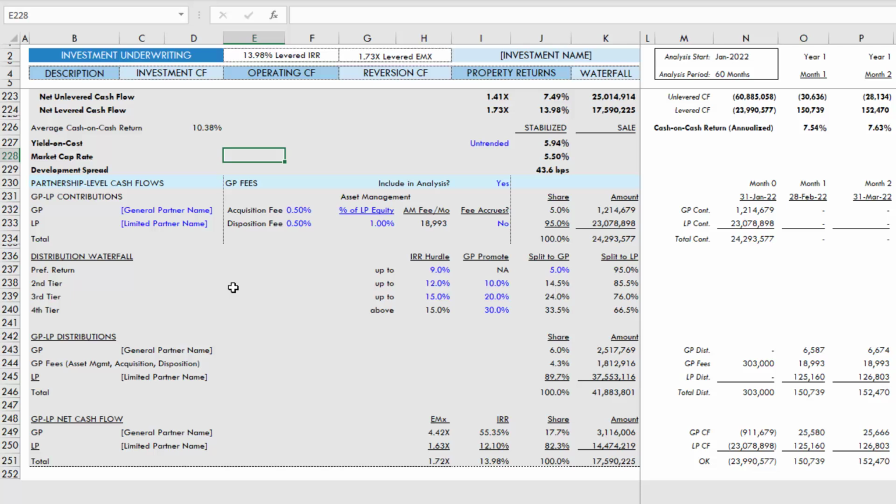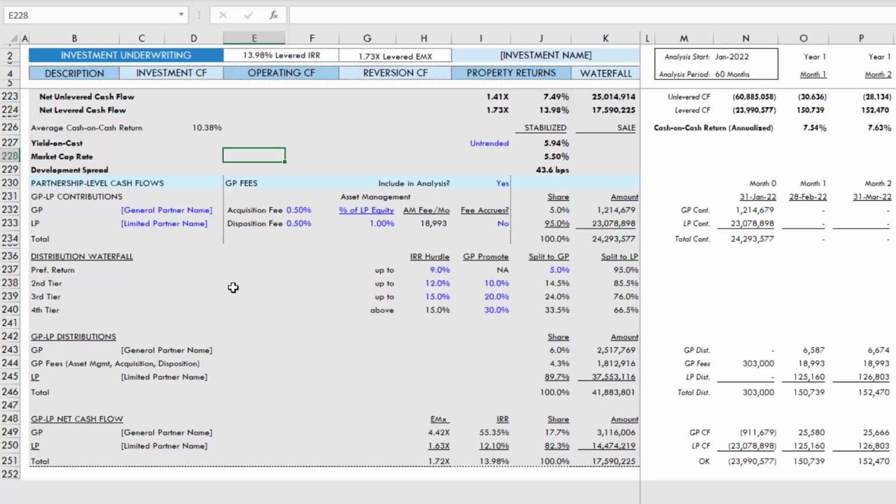But really what it means is that the GP does not earn a promote until the LP has received a full return of capital. Or said another way, operating cash flows are treated the same as capital event cash flows, such that once the LP hits its preferred return, and this preferred return is an IRR, then a promote can be paid to the GP.